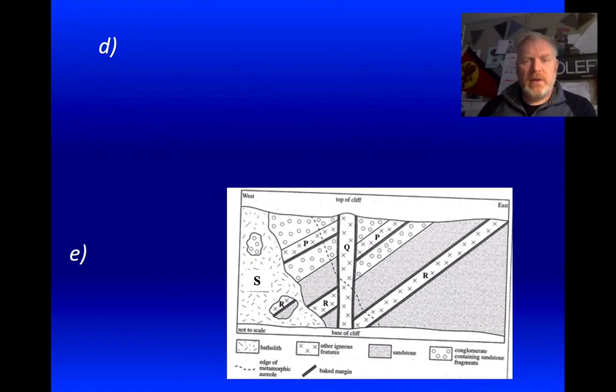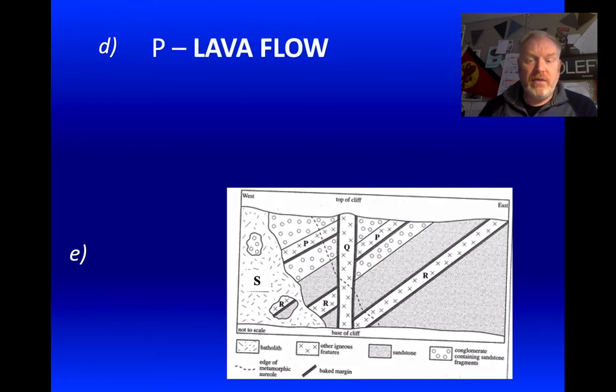Okay, the next questions then were related to this diagram of a cliff. I asked you to identify the different features that are in here. P is a lava flow, and we can tell that because we've got a bake margin just at the bottom of P. Q is a dike. It's sheet-like, so it's quite thin. We've got bake margins both sides, and they cut across the country rock there.